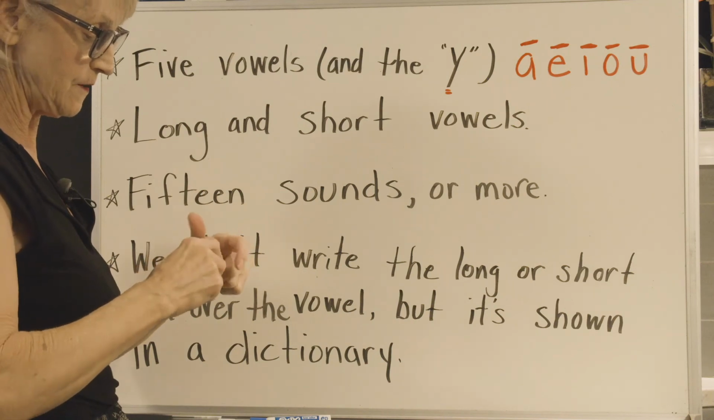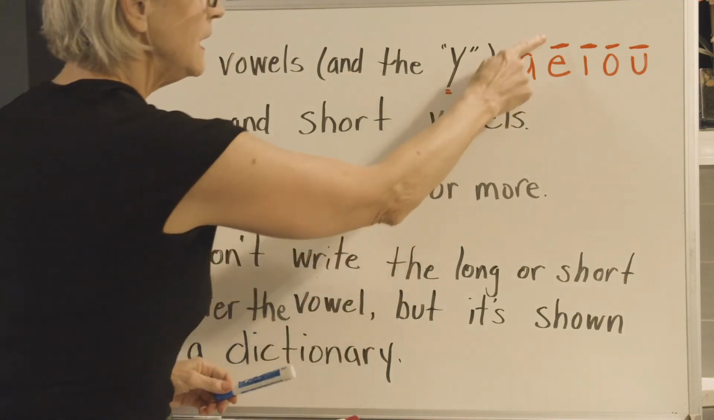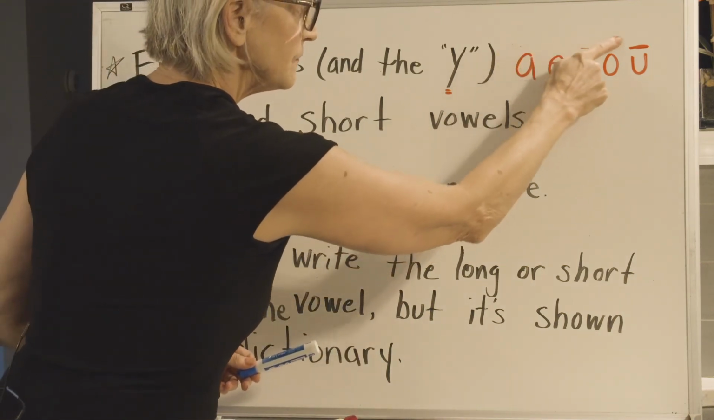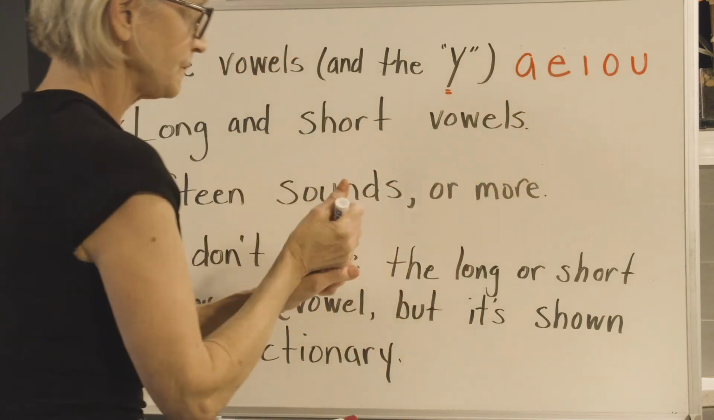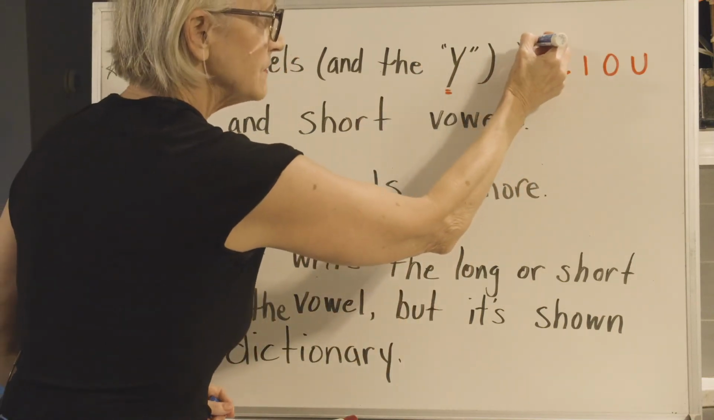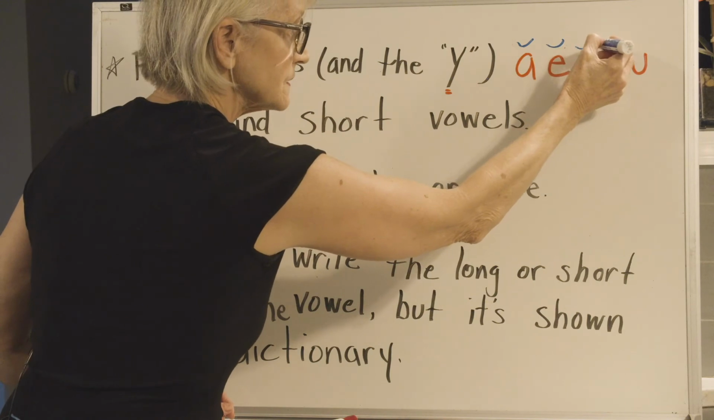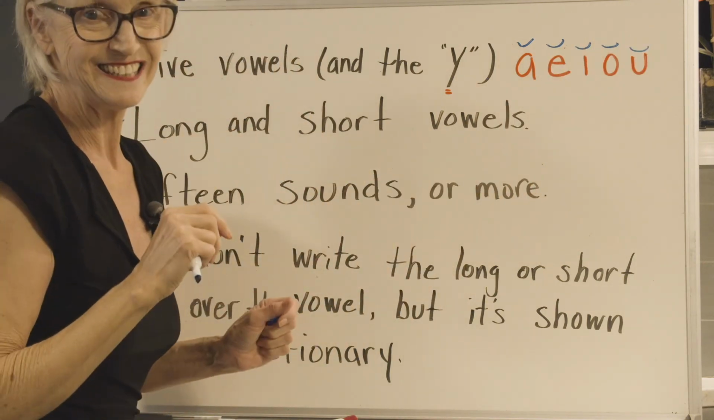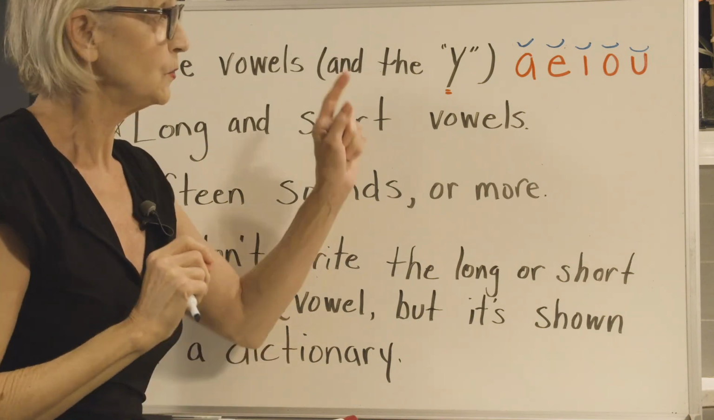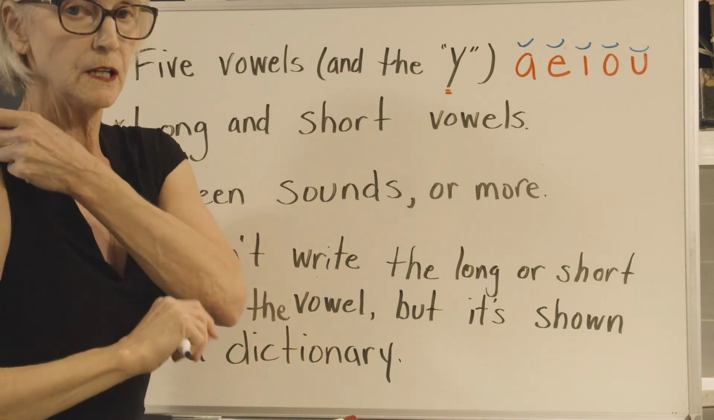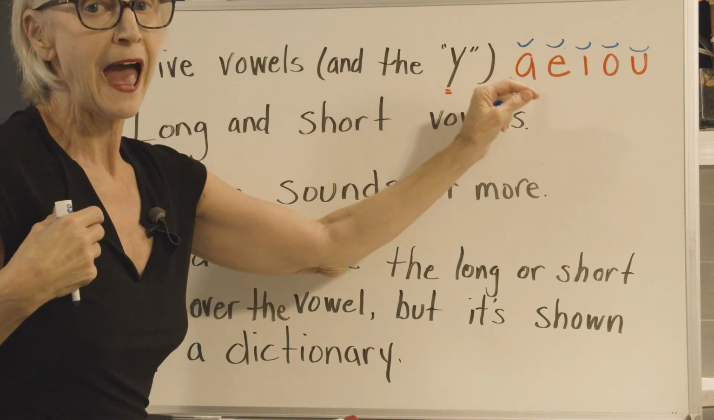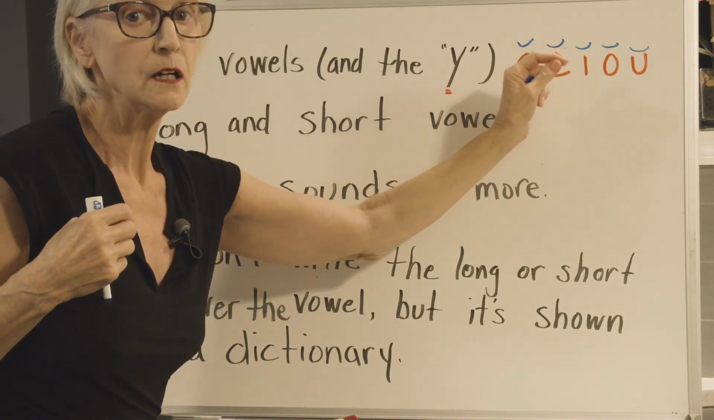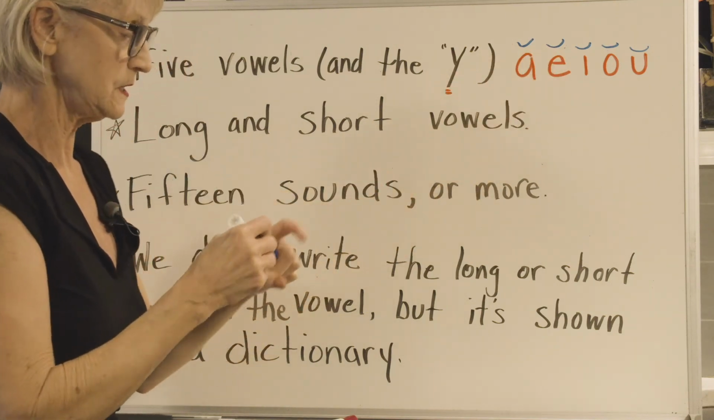We don't have diacritical marks in English. However, if it was a short sound, it would have this mark, and that will be another lesson. We don't write it, but a long A, E, I, O, U would have a mark in the dictionary, and if it was A, E, I, it would have this mark in the dictionary.